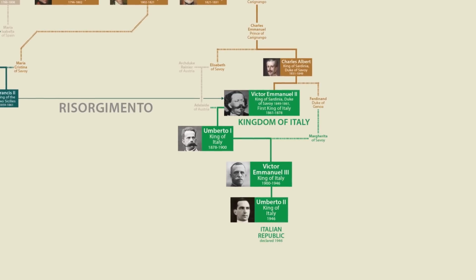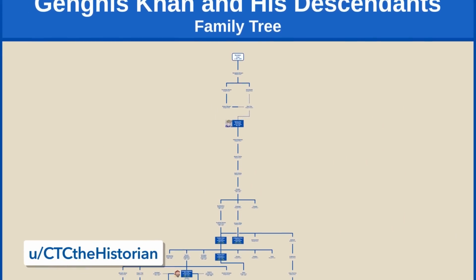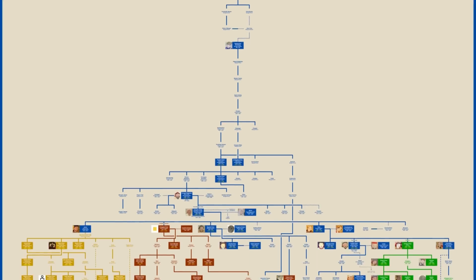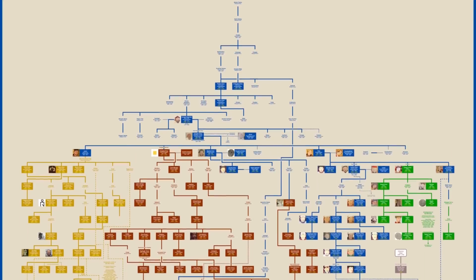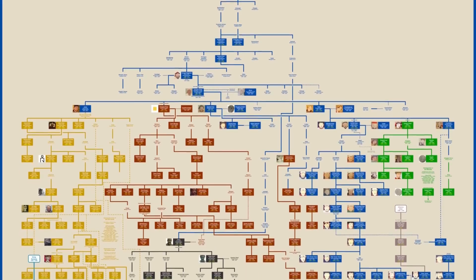So this now brings us to the top three. Coming in at number three is this chart covering Genghis Khan and his many, many descendants. Of course, it only shows the important ones because, as you probably know, most people in Asia are probably related to Genghis Khan one way or another.